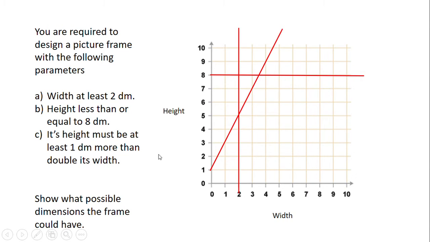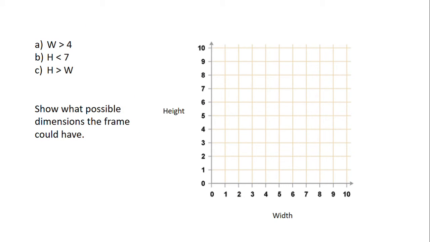Okay, at least 1 decimeter more than double its width. Double its width, add 1. So along this line here, its height is at least 1 decimeter more than double its width. So that's our shaded area there.